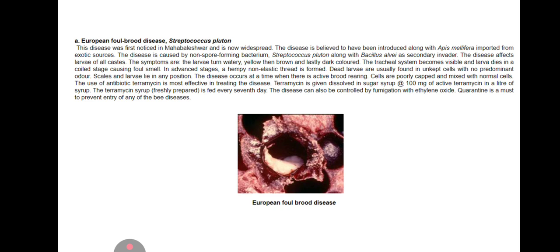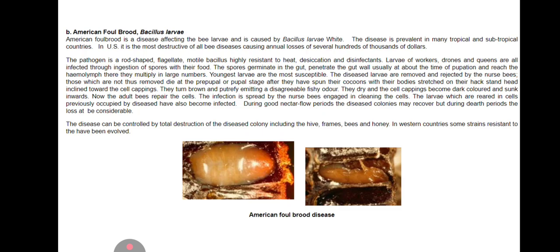The use of the antibiotic terramycin is most effective. This is dissolved in sugar syrup at the rate of 100 mg of active terramycin in a liter of syrup. Terramycin syrup is fed every seventh day. The disease can also be controlled by fumigation with ethylene oxide. Quarantine is a must for this particular disease.